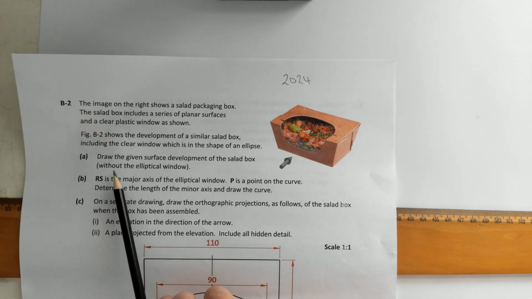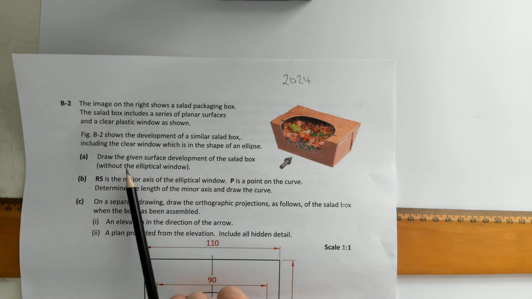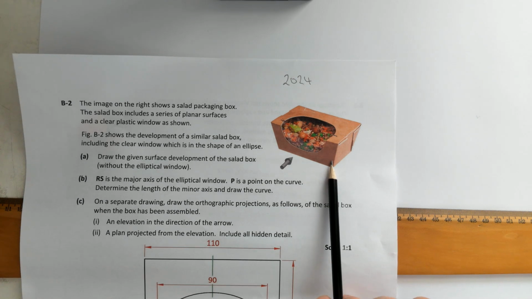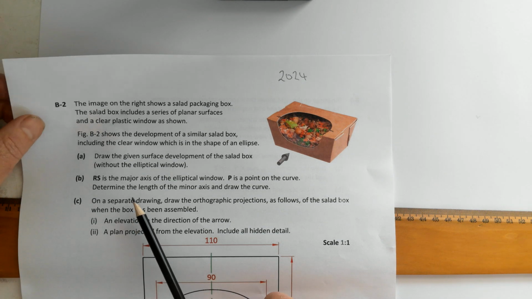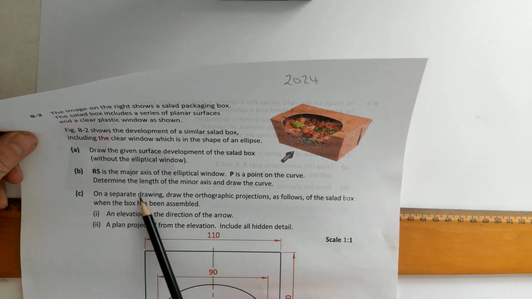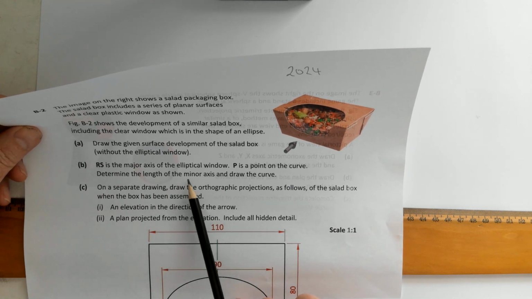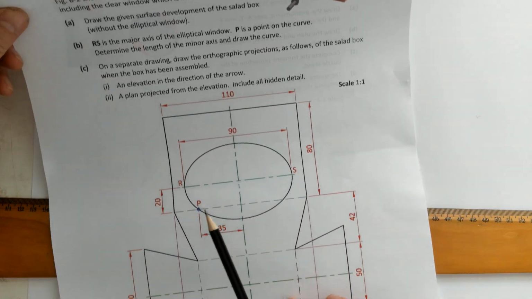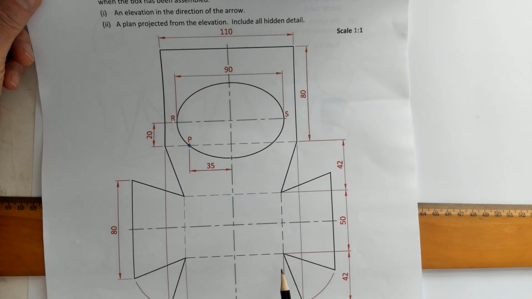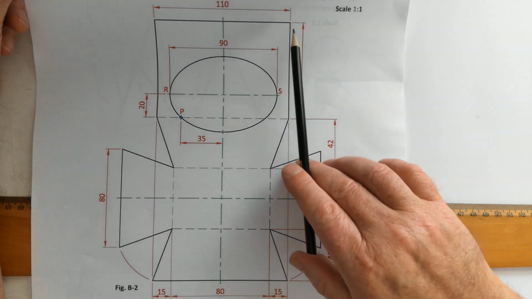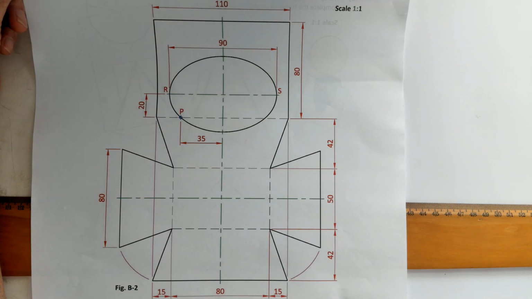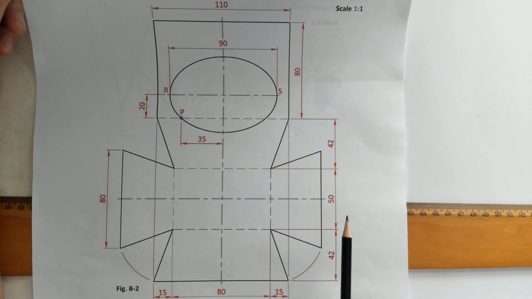But anyway, step one is draw the given surface development of the salad box without the elliptical window. So that's basically surfaces 1, 4, 5, 6, and we'll deal with B and C afterwards. So having a look at that, that's our development view. Basically you're just copying this, so it's 80 and it's 110 here, and they're symmetrical and so on, so that's 110 and they're 80 and so on.